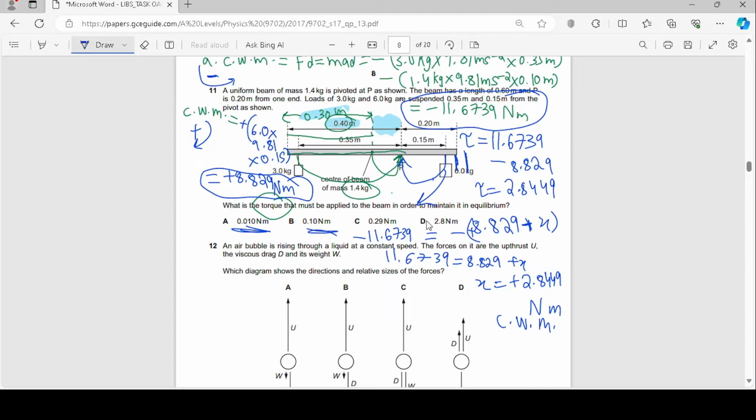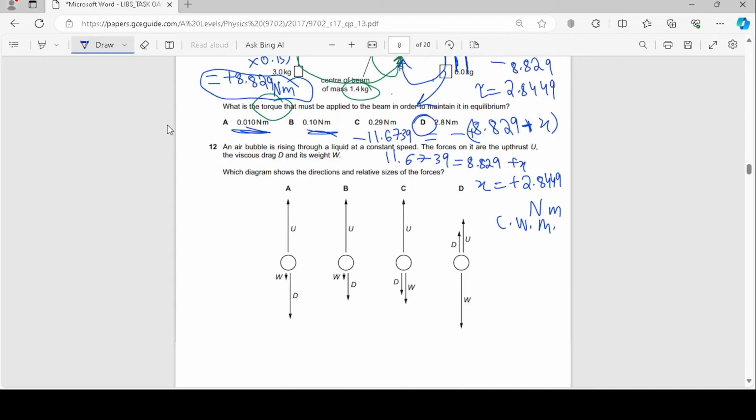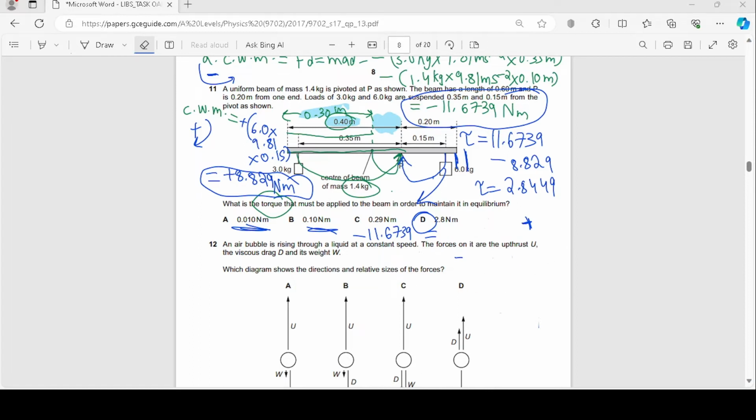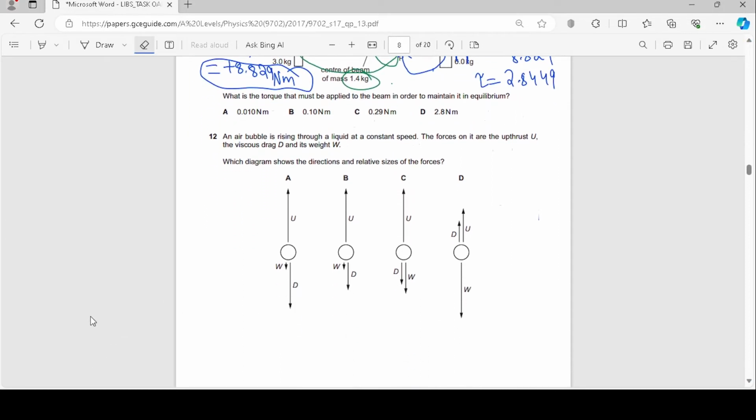But anyways, the point is that the answer is going to be D, 2.8449. That's approximately 2.8, correct to two significant figures. So that's the answer, and this torque is a clockwise moment. This torque is clockwise, that you need to apply. And yeah, let's go to the next question now. Okay, let me just erase things. Okay, let's look at this question.